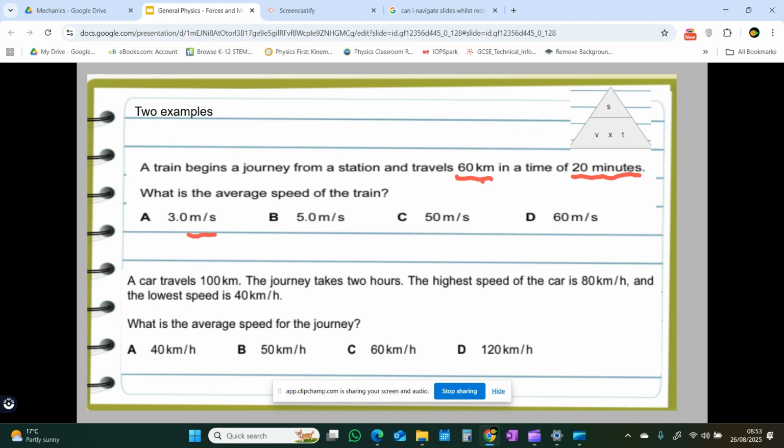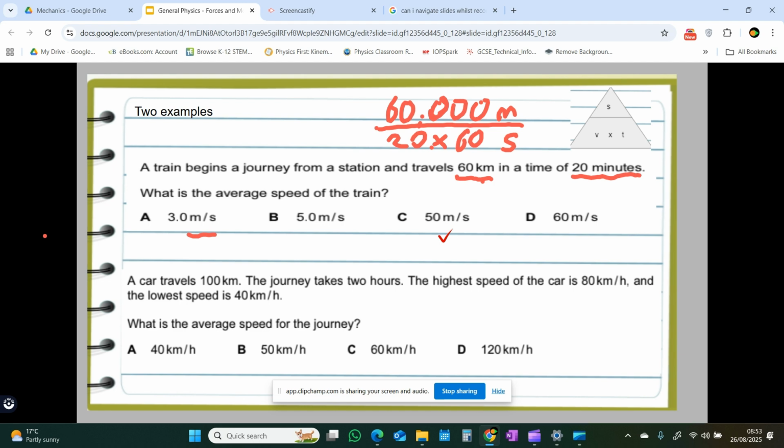So 60 kilometers, hopefully you remember, is 60,000 meters. And we're going to divide that by the time in seconds, and 20 minutes is 20 multiplied by 60 seconds. So if we now put that into our calculator, we will get 50 meters per second.